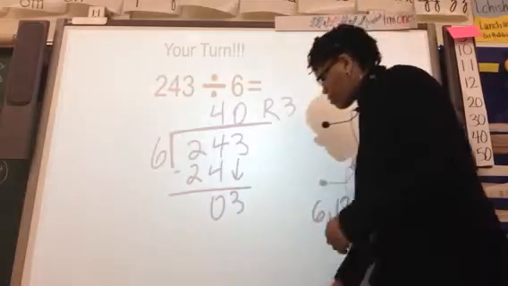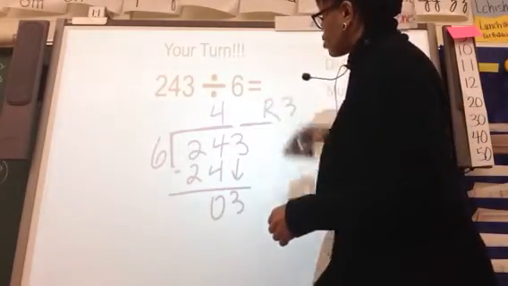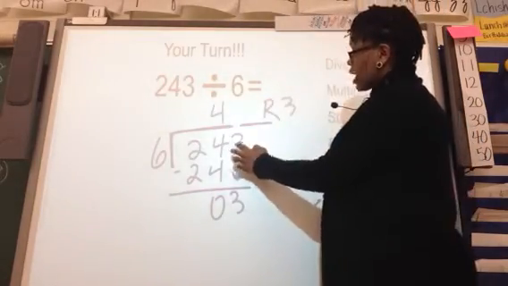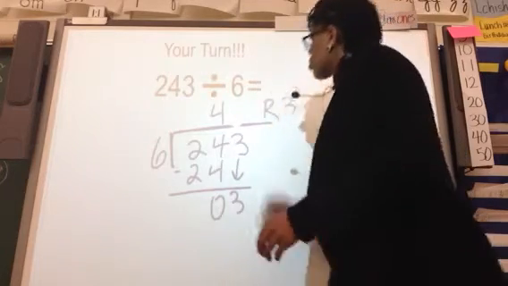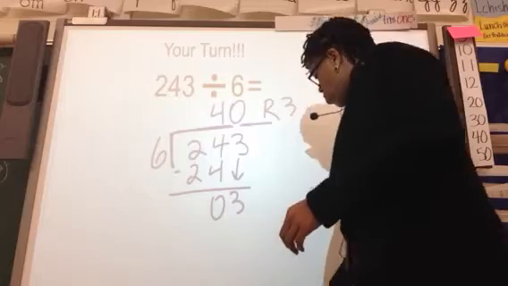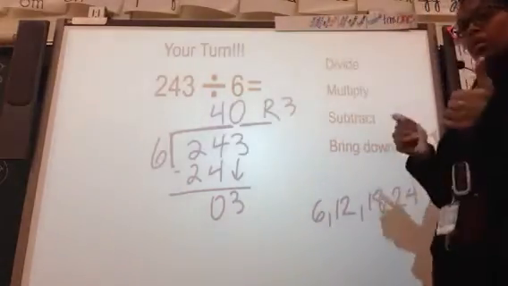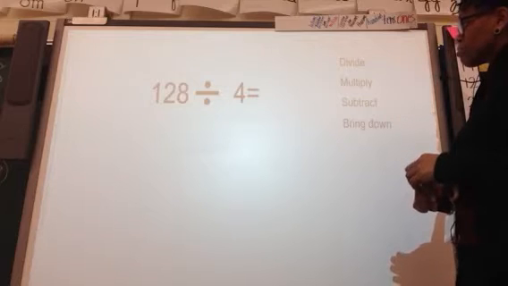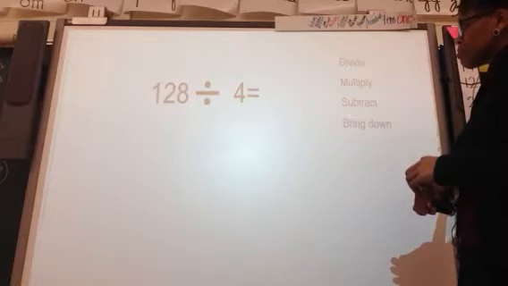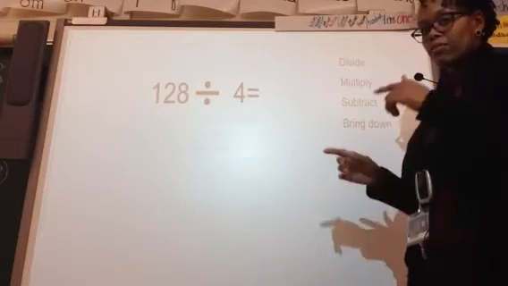Some students get really confused. They just try to leave this part open. You can't have this last digit here with nothing above it. So you put that 0 placeholder in, and your answer is 40, remainder 3. I hope you did a good job. Try again with this one. Pause it here and see if you can solve this.